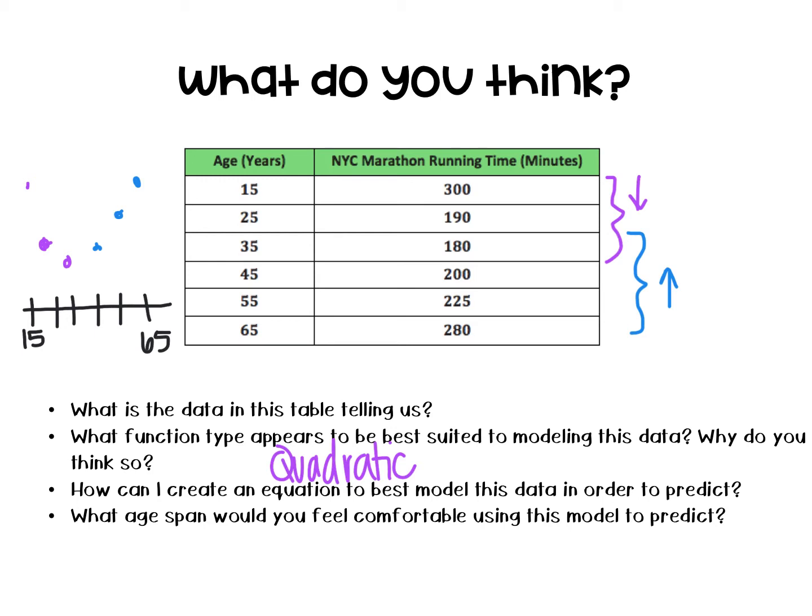And then what age span would you feel comfortable using this model to predict? So our data goes from 15 to 65. So I would feel good about predicting any age between 15 and 65 because that's within my data. Now, I would feel comfortable predicting a little bit outside of 15, so a little bit younger than 15, and a little bit older than 65, but not too far, because then the prediction becomes unreliable because we're outside of that data.